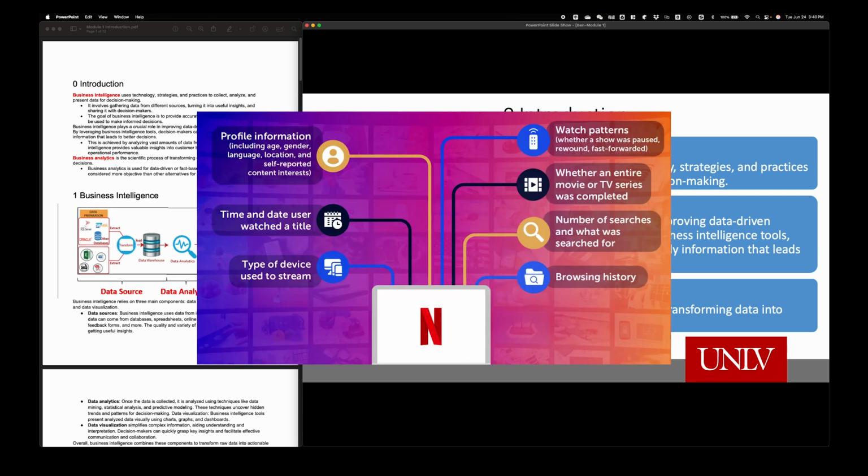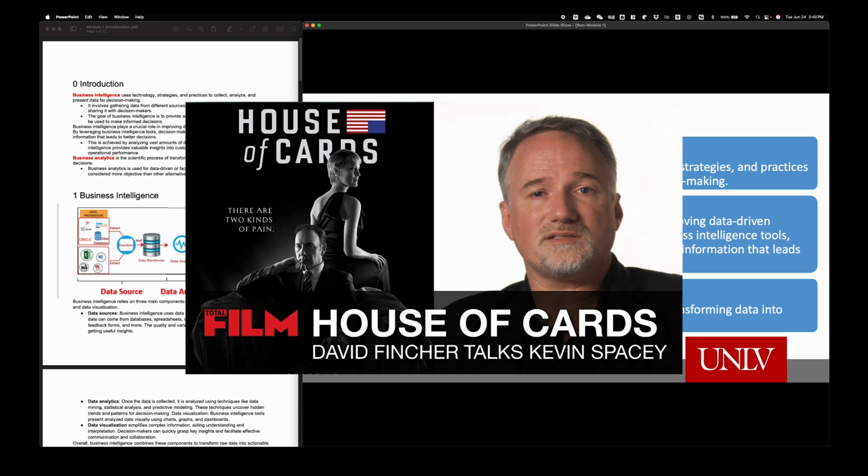Netflix or YouTube collects data on what users watch, when they pause, what they skip, and what they rate. This data not only powers personalized recommendations, but also influences what new shows or movies they decide to produce. For example, Netflix created House of Cards after analyzing that users like political dramas and content from Kevin Spacey and David Fincher.